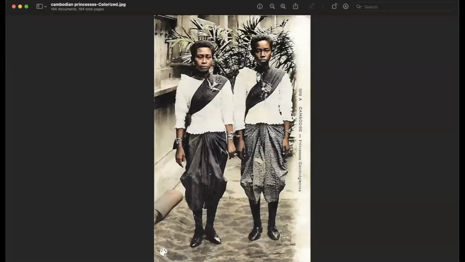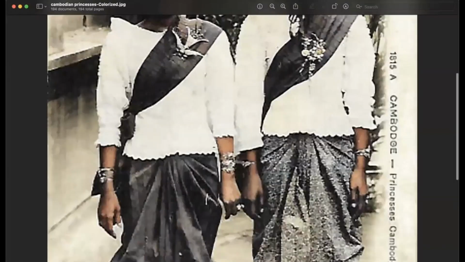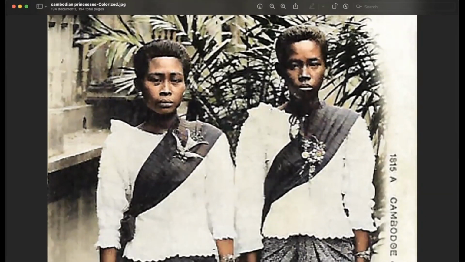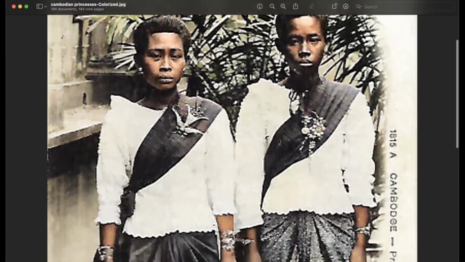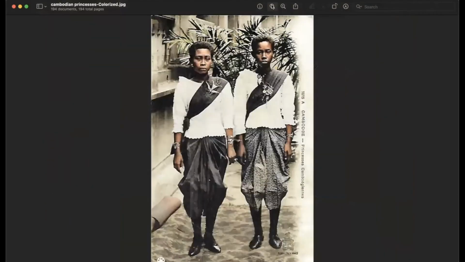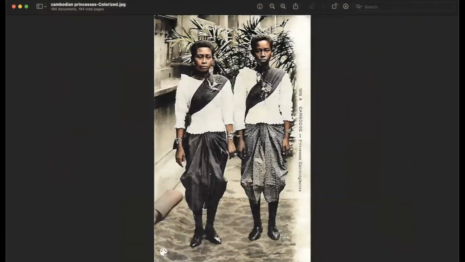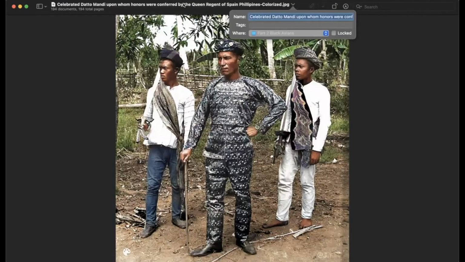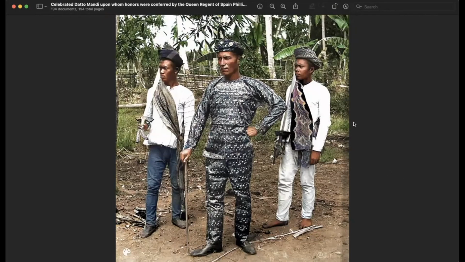All right, and right here we have Cambodian princesses, all right? Let me just show you, zoom in. And as you guys can see, very swarthy. So zoom out again, you guys can see the whole gear. All right, princesses from Cambodia. It says here, this is the celebrated Dato Mandi, upon whom honors were conferred by the Queen Regent of Spain. This is in the Philippines, all right? Dato Mandi from the Philippines.